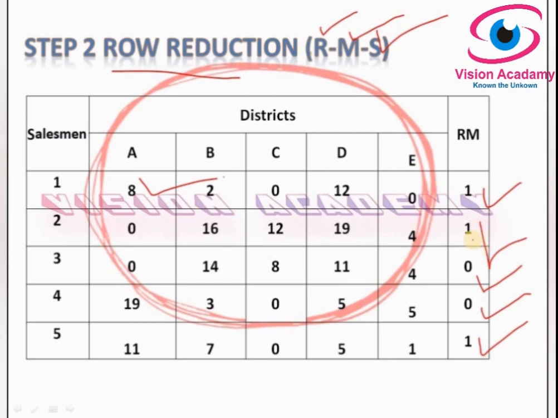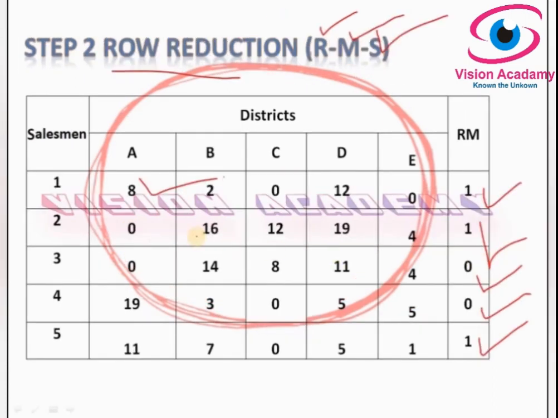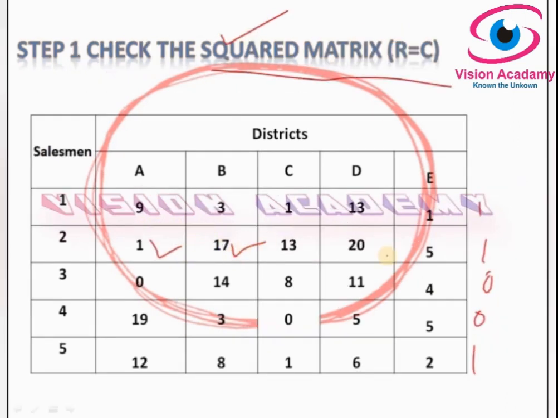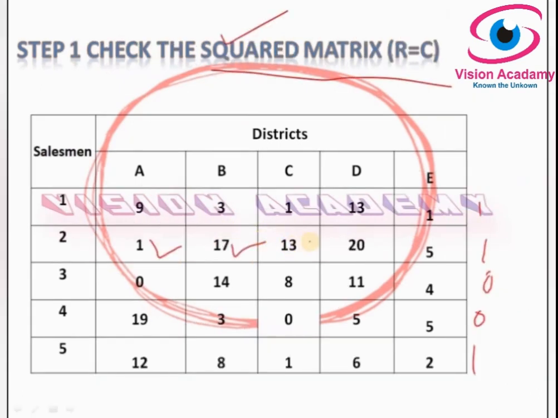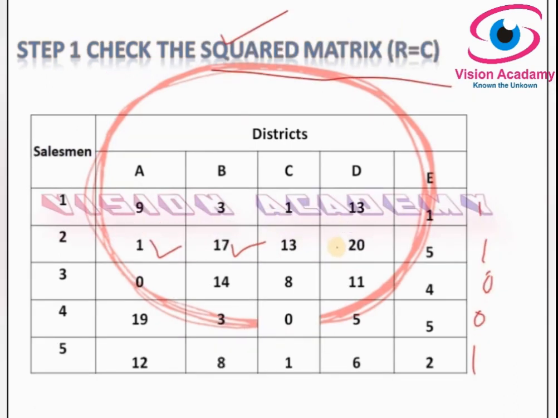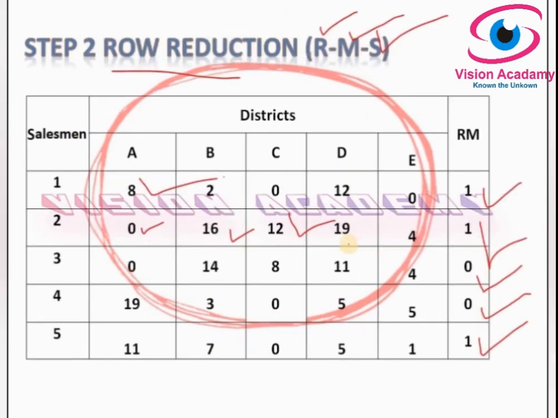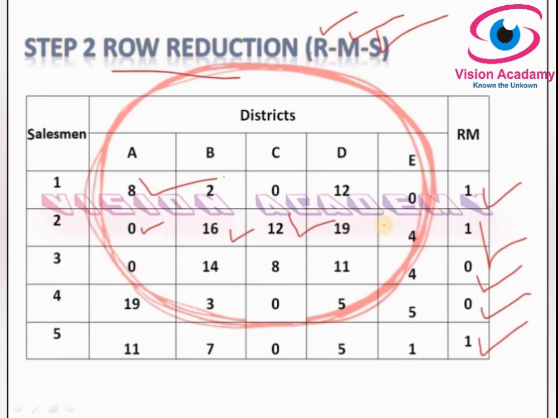Let's go back to the second row. Here it is 0 minus 1, here it is 1 minus 1, the result is 0. And here it is 17 minus 1, it is 16. Here 13 minus 1, it is 12. And here it is 20 minus 1, and this is 19. So 5 is here, 5 minus 1, it is 4.